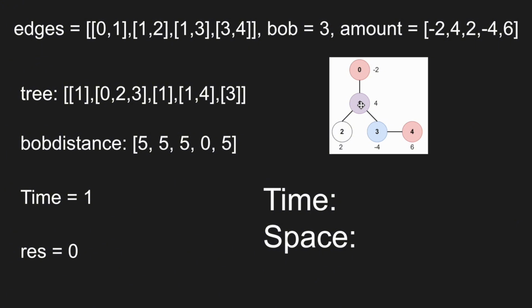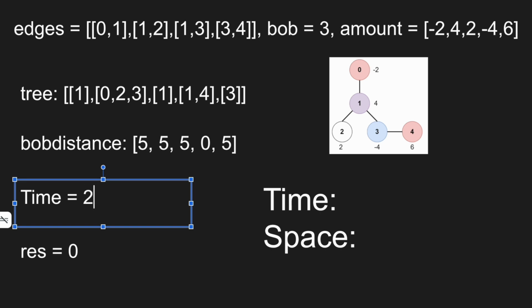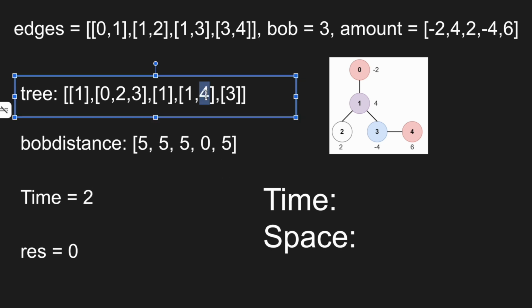But for now, we'll put it back to 0. So now node 1 needs to look at node 3. We come to node 3. Node 1's the parent, skip this one. Oh, sorry. We need to increment the time first, and then now we come to node 4.